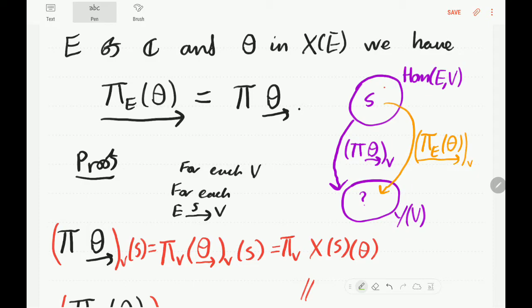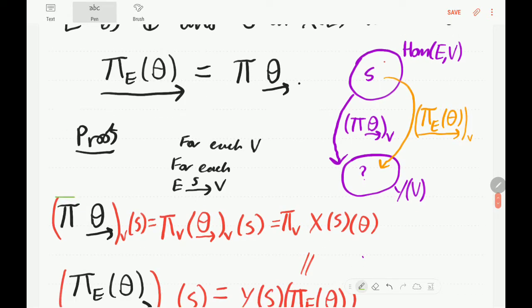Okay, so basically we just want to show that doing this purple arrow on S gives us the same result as doing this orange arrow on S. So all we really have to do is compute what happens to S under these two different arrows and show that the results are the same. So firstly, let's think about what happens when we apply this purple arrow to S. So in other words, we want to compute pi after theta under arrow. So in other words, we want to do the V component of pi after theta under arrow on S.